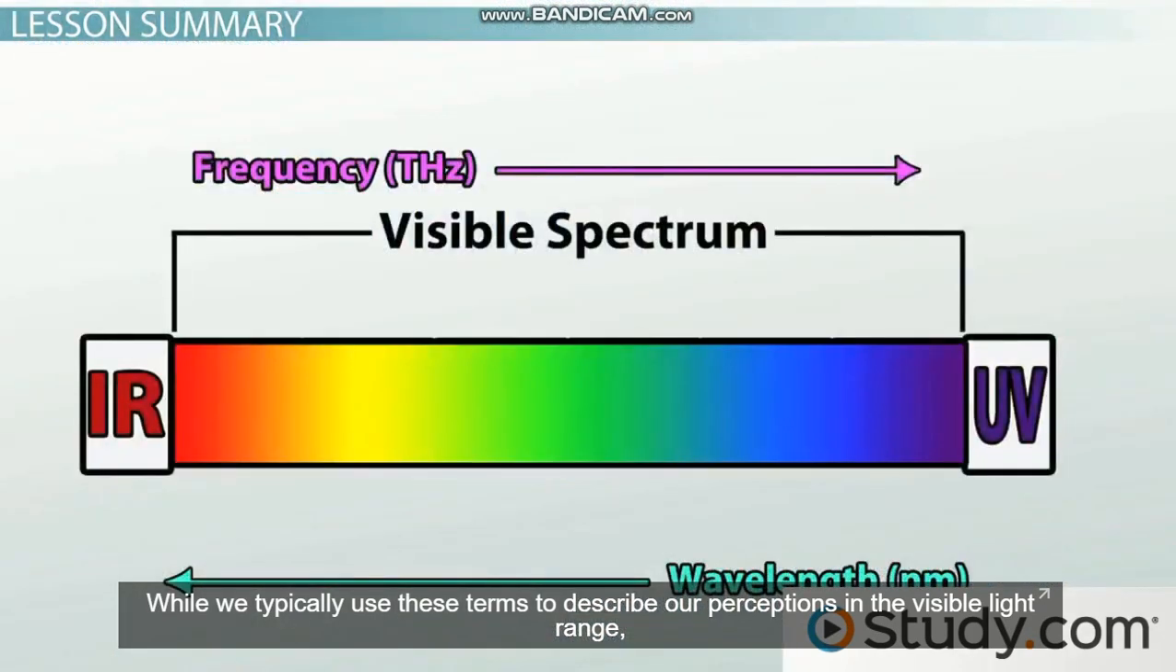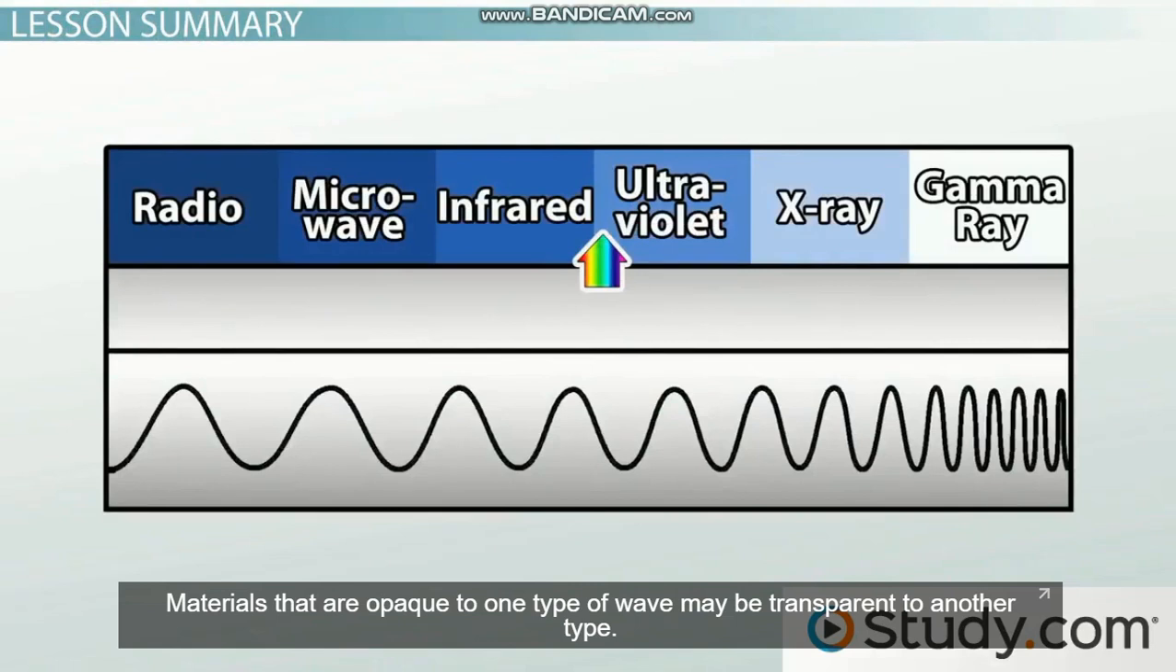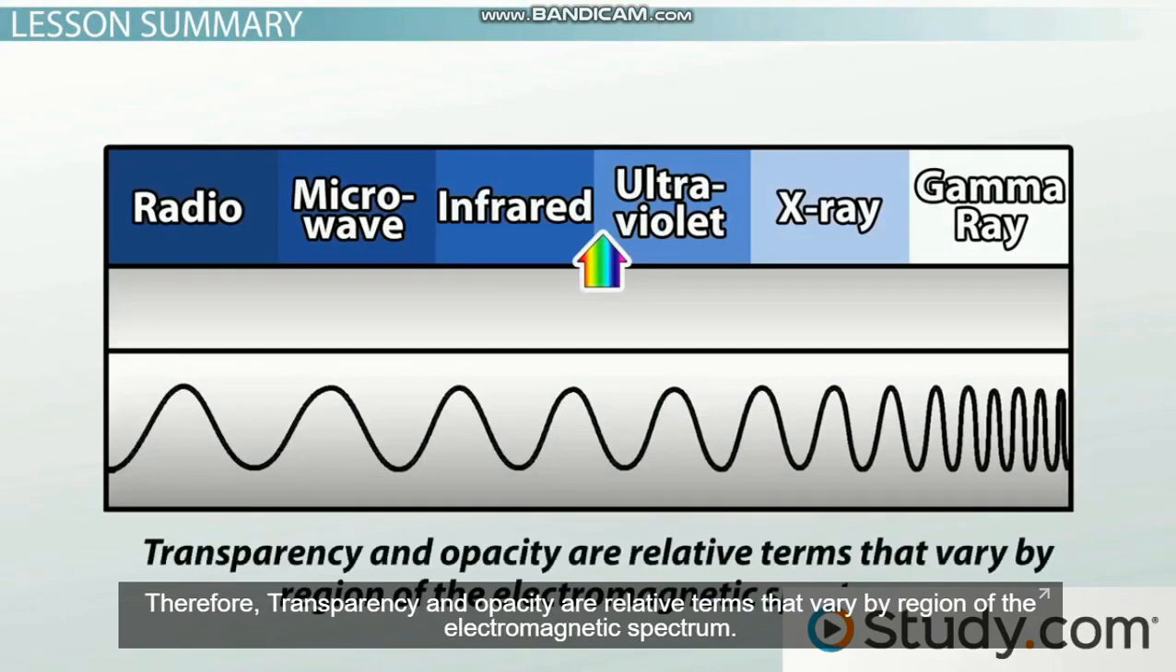While we typically use these terms to describe our perceptions in the visible light range, they also describe interactions in the other regions throughout the EM spectrum. Materials that are opaque to one type of wave may be transparent to another type. Therefore, transparency and opacity are relative terms that vary by region of the electromagnetic spectrum.